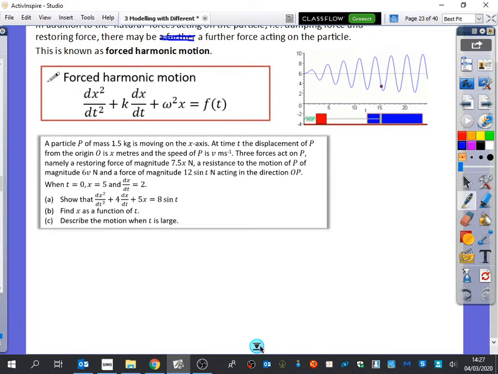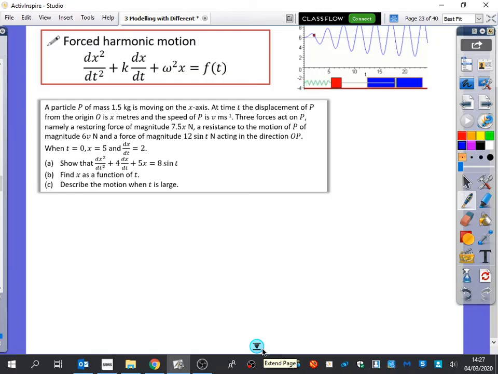So we're now going to dive in with a few of these examples. A particle P of mass 1.5 kilograms is moving on the x-axis. At time t, the displacement of P from the origin O is x meters and the speed of P is v. I'm just going to pause for a second and say, okay, here's the origin, here's the particle P, which we know has a mass of 1.5. It's moving in the positive x direction over here, and at this stage it has a velocity of v.